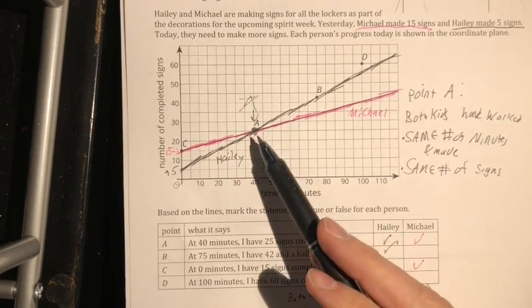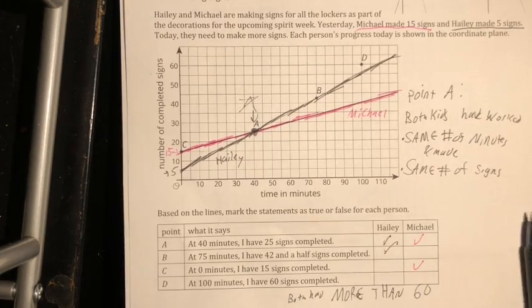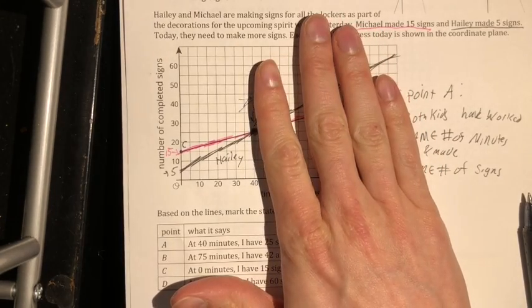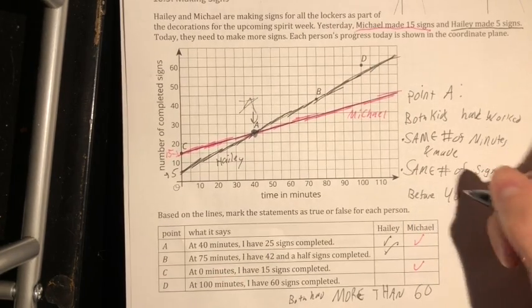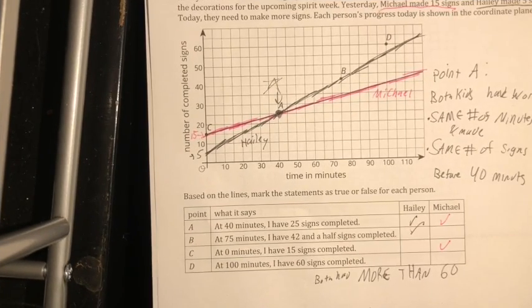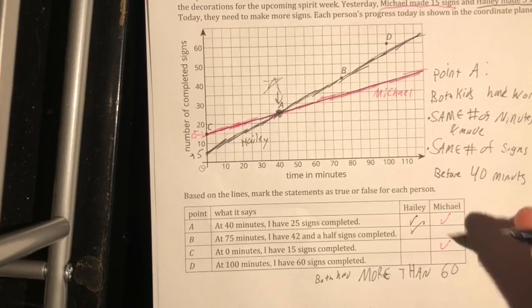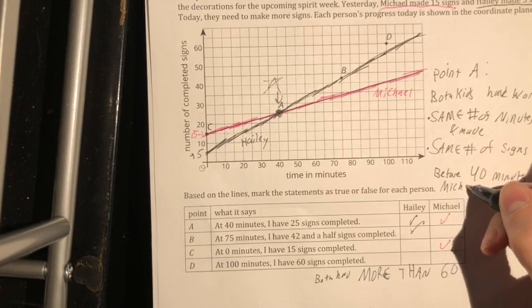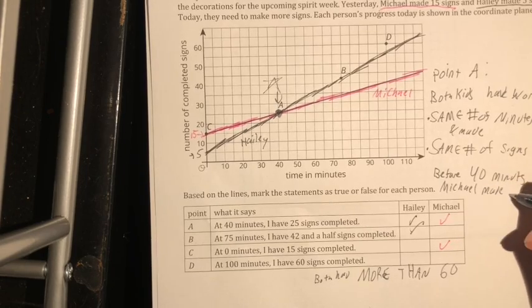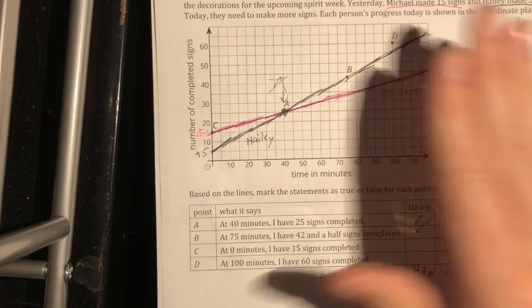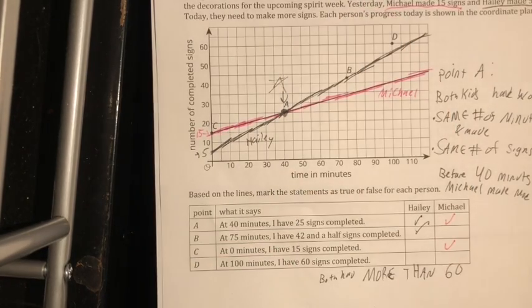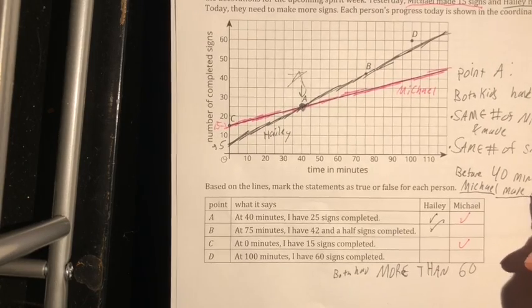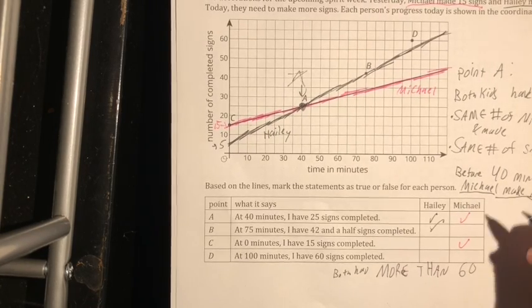And that point sort of tells us the boundary of what's happening. Because if we look left of that point, before 40 minutes, who had more signs made? From the graph, it is quite clear that before 40 minutes, Michael had more signs made, because before 40 minutes, his graph is higher up. The pink graph is higher.